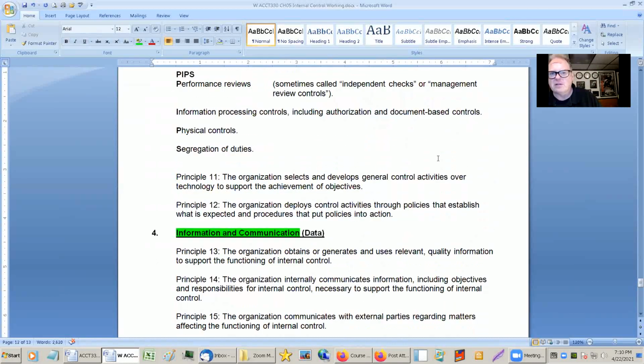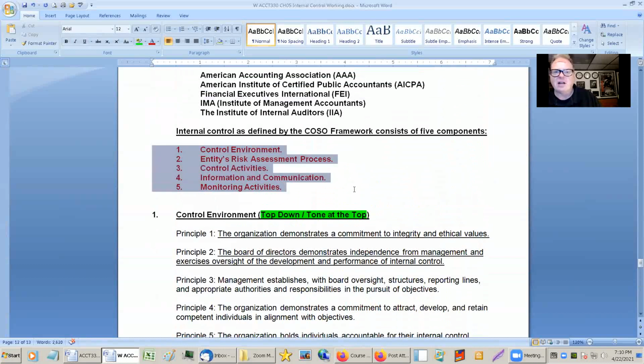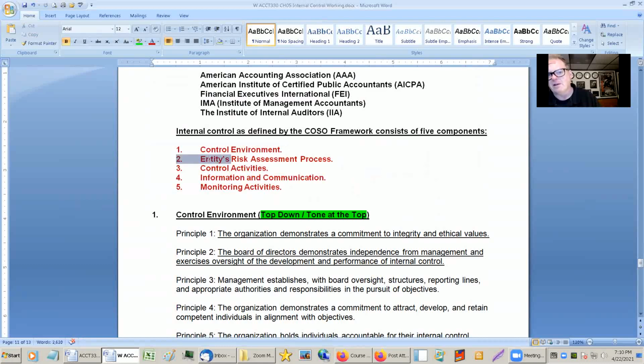So anyway, long story short, these are what you're going to focus on for the CPA exam. Quite honestly, the control environment is toward the top, but the rest of these are the loop: what are the risks? Let's design some controls and put them in place.